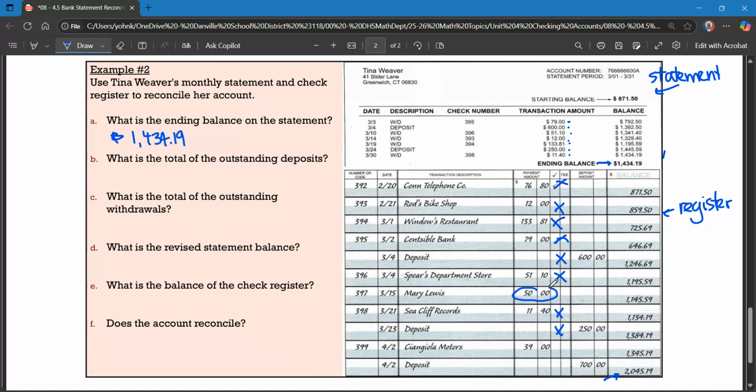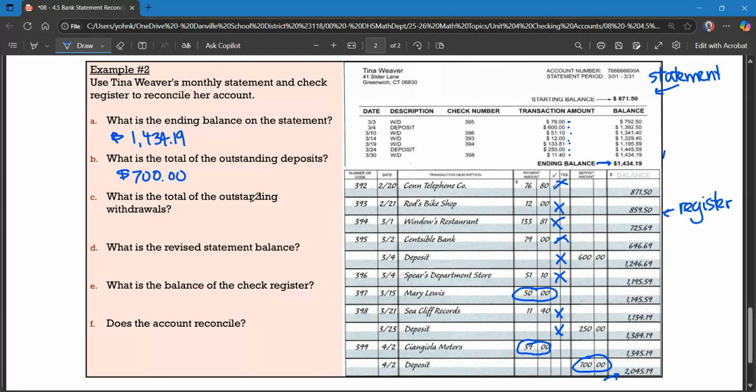So this $50 check to Mary Lewis is outstanding. This $39 check to Ciangiola Motors, outstanding. This $700 deposit, outstanding. So those are the things we need to make sure that we reconcile. So total of the outstanding deposits. Well, there's only one outstanding deposit, so the total is $700.